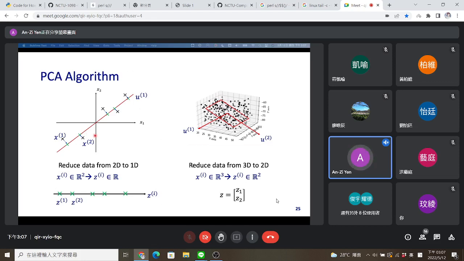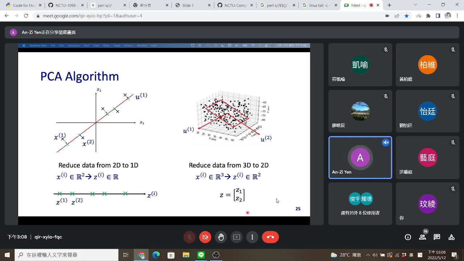So it is the process of reducing from 2D to 1D, specifically by projecting data onto this line here. And here we only need one number to specify the position of the data. We can call this number z or z1. Here z is a real number. So x1 maps to z1, x2 maps to z2, x3 maps to z3, and so on.